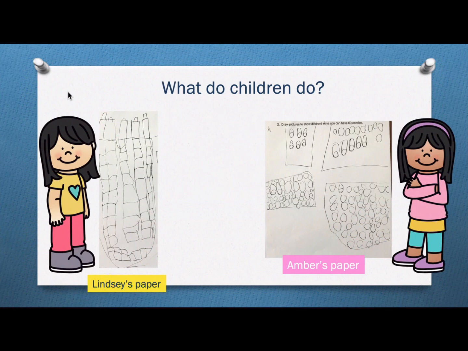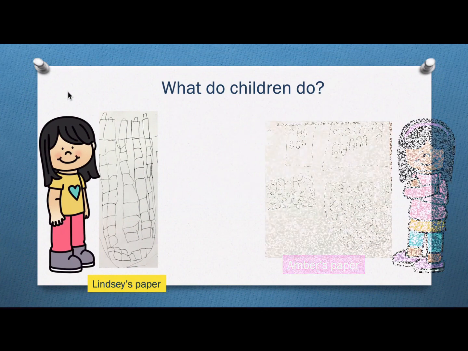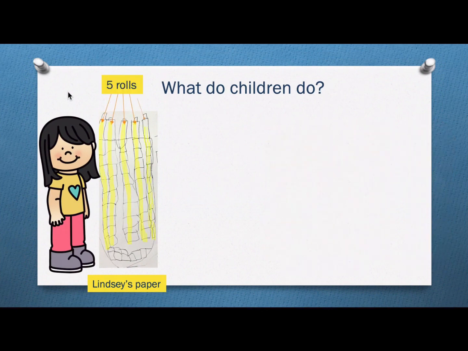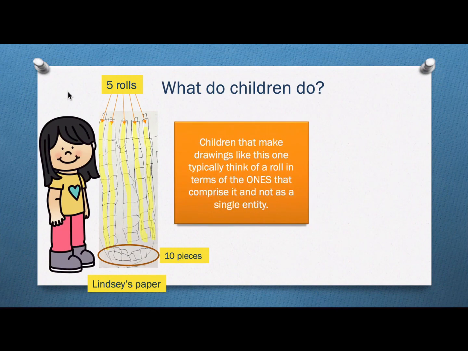Draw different ways you can have 60 candies. If we look carefully, we can see that Lindsay has drawn 5 rolls and below them 10 pieces of candy. Significantly, to draw the rolls, she did not draw one thing, but clearly drew 10 different pieces that are connected to each other. Lindsay's drawings show that she was trying to make her picture look like Unifix cubes. Children that make drawings like she did typically think of a roll in terms of the ones, the pieces, that comprise it rather than as a single entity in and of itself.